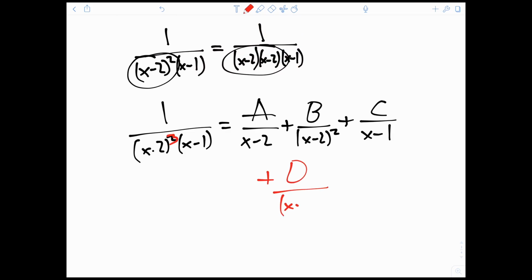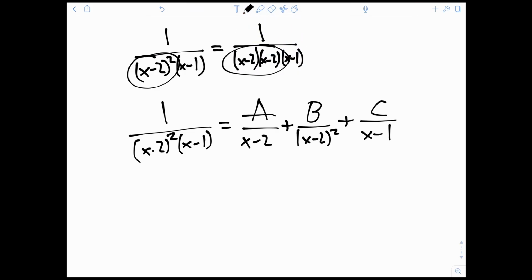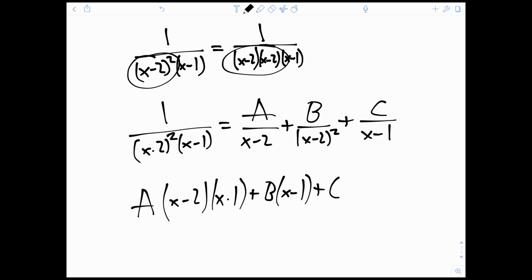We would have x minus 2 cubed here. And if it was fourth, we would have a fifth term, and this would be to the fourth power. And we can continue that forever and ever, but we're not doing that today. So we're just going to continue with this. So in this case, we know that a times x minus 2 times x minus 1 plus b times x minus 1 plus c times x minus 2 squared is equal to 1.